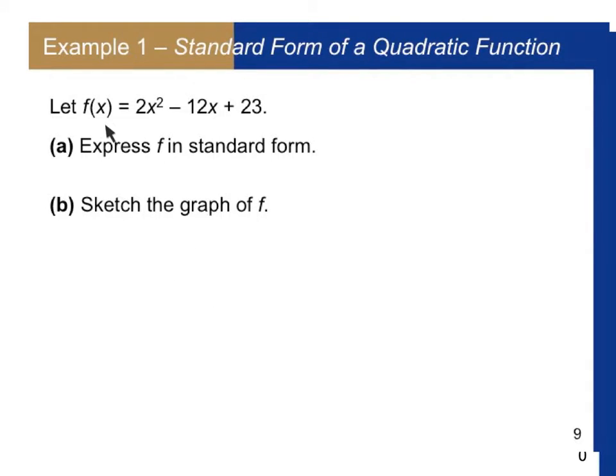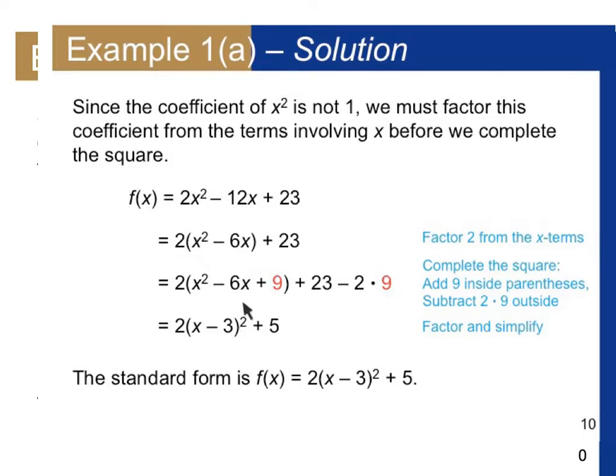So let's look at an example. Let's say we have f of x equals 2x squared minus 12x plus 23. Here our a is 2, so we know it's going to open up. We want to express it in standard form, and then sketch the graph. So here's the trick for completing the square. Look at the x squared and the x term. Don't worry about the 23. Just push it over to the side, or just leave it over there.